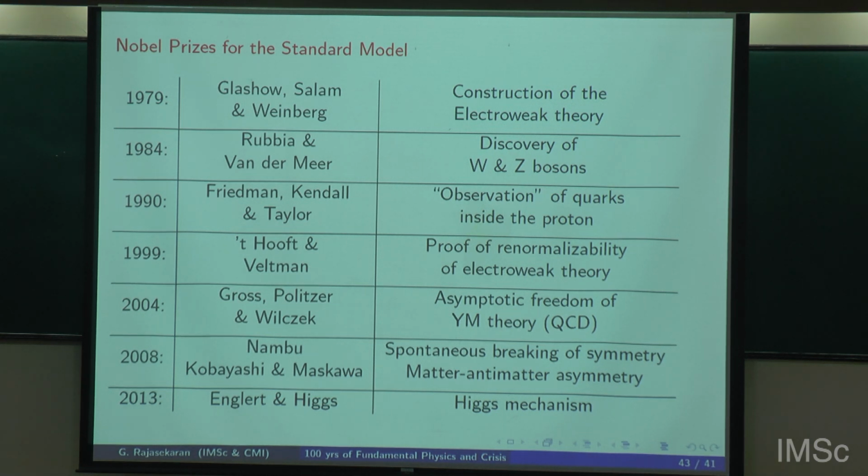Nambu, for being the initiator of the idea of spontaneous breaking of symmetry in particle physics. Kobayashi and Maskawa, I already mentioned yesterday, matter, antimatter asymmetry, how to introduce it into the standard model by having three generations. And then finally, Englert and Higgs. There are many people who have contributed. Chiefly, Kibble has been left out, which is an unfortunate thing. It is a mistake which the Nobel Committee committed. Anyway, for the Higgs mechanism, Englert and Higgs got the Nobel Prize.